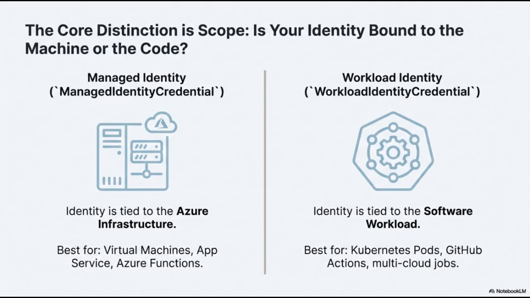Conversely, workload identity, using the Workload Identity credential, ties the identity to the software workload itself. This model provides greater flexibility and portability, making it the preferred choice for Kubernetes pods, GitHub Actions, and complex multi-cloud jobs. Determining whether your identity should be rooted in the infrastructure or the software workload is the first step in building a secure authentication strategy.